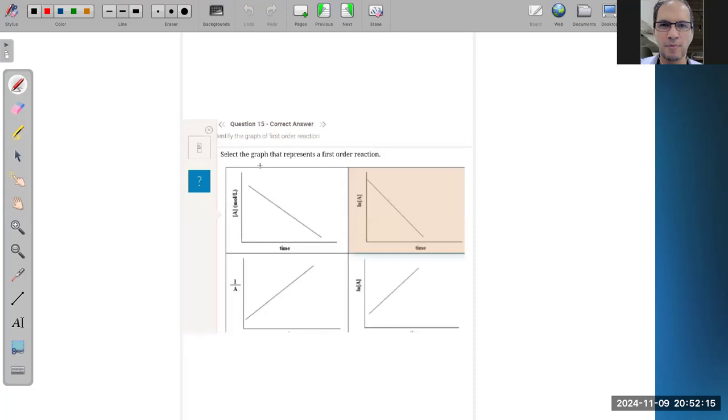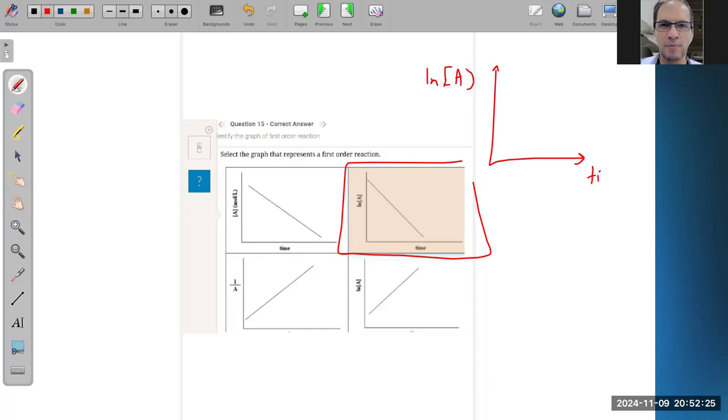Okay. Select the graph that represents the first order reaction. What is this, Mister? And I must know it, of course. What is the graph of the first order? ln A versus time is a straight line. Nadim, what is the curve for the second order? This is first. What is the curve of the second order?